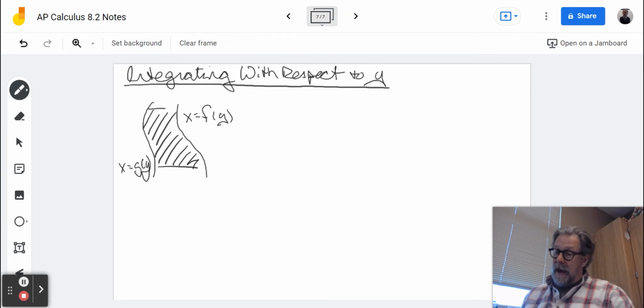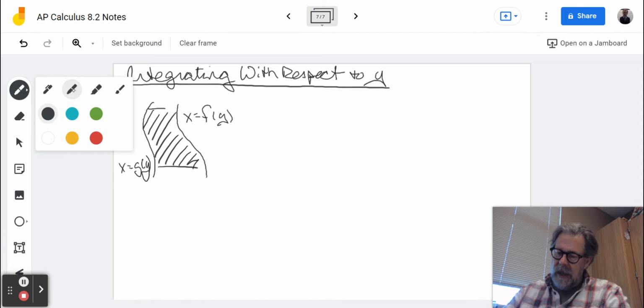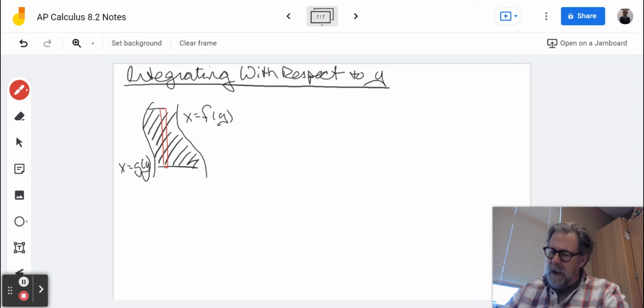All right, welcome back. So, fifth example, fifth idea here is what if we have two functions that are just not practical to integrate with respect to x? Think about making vertical rectangles, and our vertical rectangles, well, they're going to be a bit weird. And they're going to sort of be all over the place.